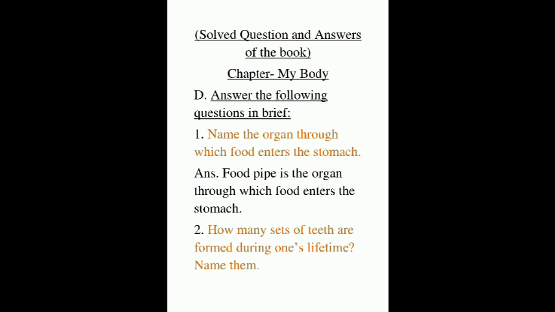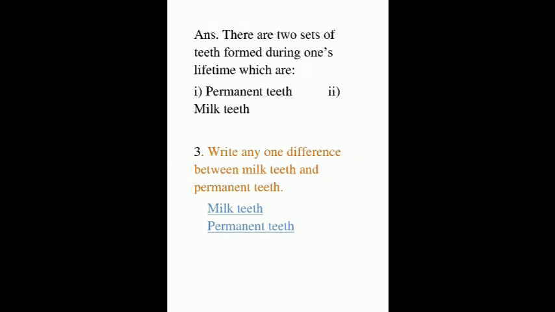Okay, so the first question is, name the organ through which food enters the stomach. Food pipe is the organ through which food enters the stomach. Now, the next question is, how many sets of teeth are formed during one's lifetime? Name them. There are two sets of teeth formed during one's lifetime, which are first the permanent teeth and second the milk teeth.